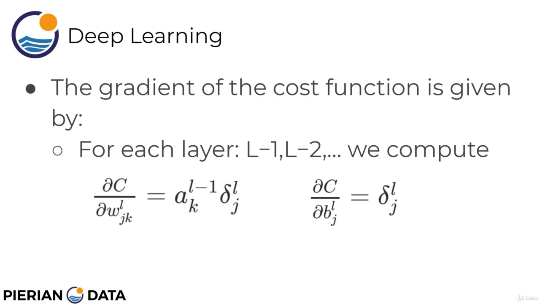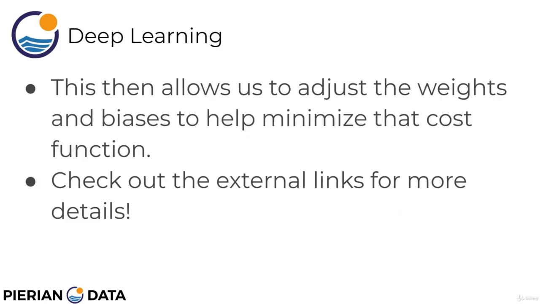And then we can understand that the gradient of the cost function is given by these 2 formulas. So for each layer, L minus 1, L minus 2, and so on, all we're really doing is computing the partial derivative of the cost function with respect to the weights and the biases there. And j and k, that's just notation for the actual neurons themselves. This then allows us to adjust the weights and biases to help minimize that cost function.